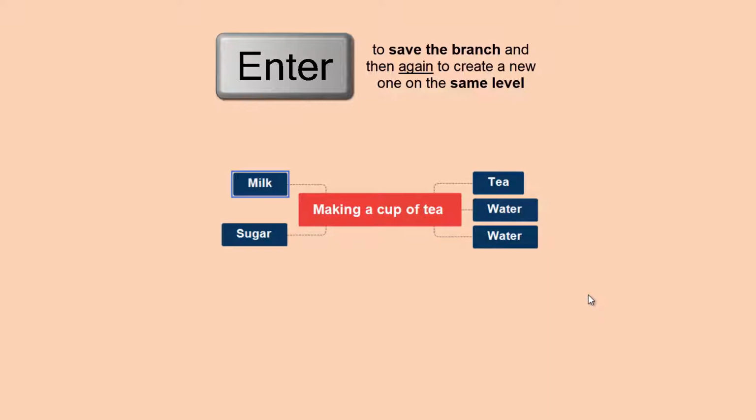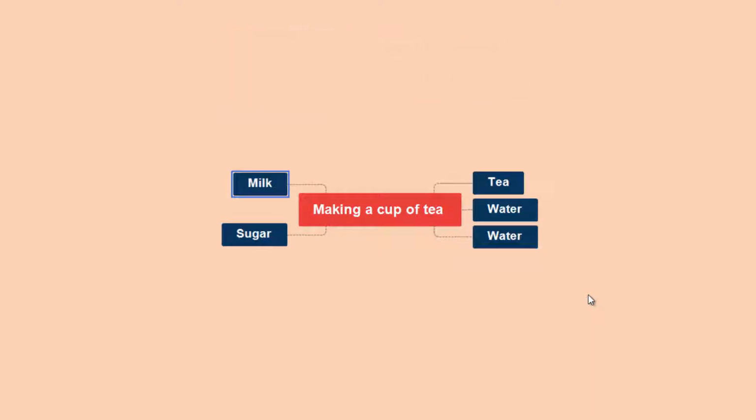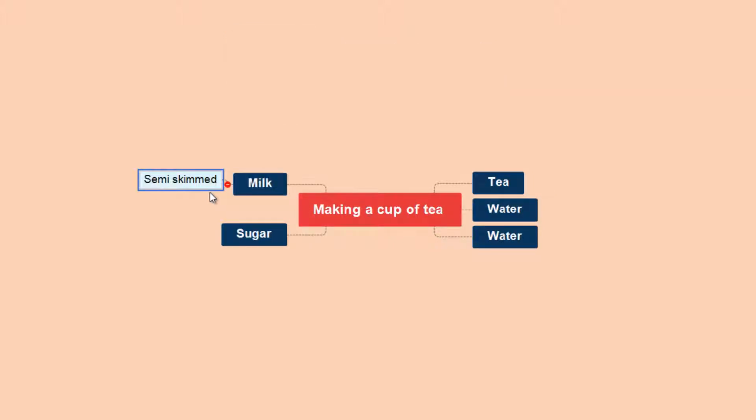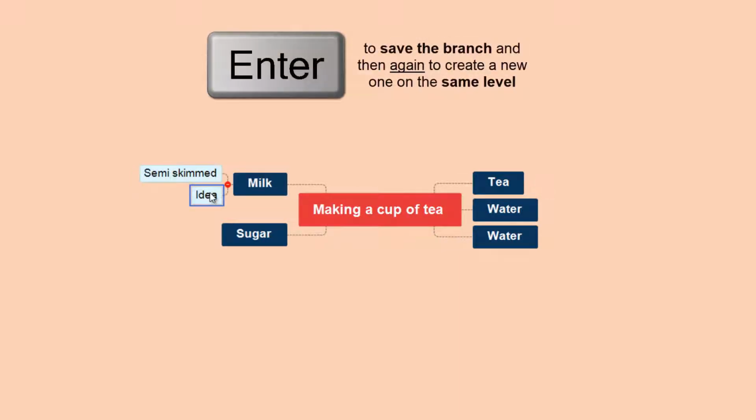Now if I did want to break down milk into subsections, I can use the insert key instead of clicking on the sub-branch button. And that's going to give me a sub-branch there. So now I can literally type over the top, because remember, whenever any of the sections have a blue boundary around it, that means it's selected and you can literally type over the top. So I'm doing very little reaching for my mouse here. I'm just on the keyboard using insert and enter and typing in phrases as they come into my head. So I can type in semi-skimmed, press enter to save it, and of course enter again is going to create another one on the same level.